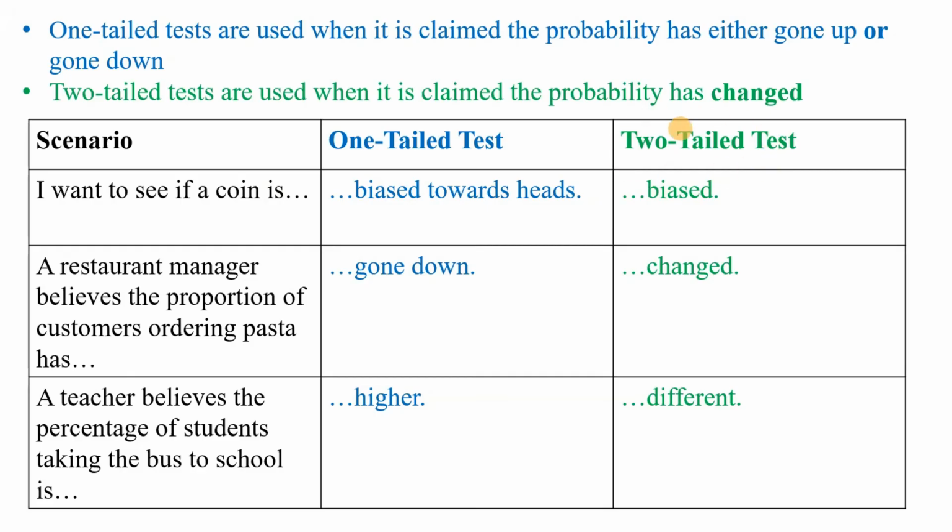Let's say, for example, a restaurant manager believes the proportion of customers ordering pasta has gone down. This is a one-tailed test. But if a restaurant manager believes the proportion of customers ordering the pasta has changed, this is a two-tailed test because it is not specified whether it's gone up or down. Let's say a teacher believes the percentage of students taking the bus to school is higher. This is a one-tailed test because the probability is directed towards one direction. But let's say a teacher believes the percentage of students taking the bus to school is different. This is a two-tailed test because it is not specifying what direction the probability has gone.